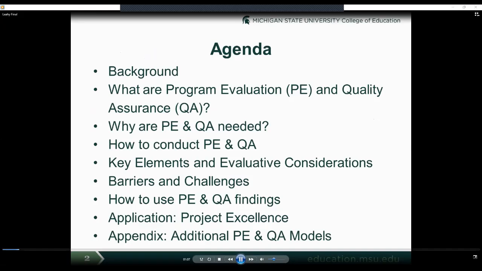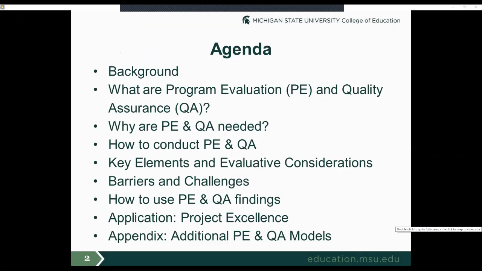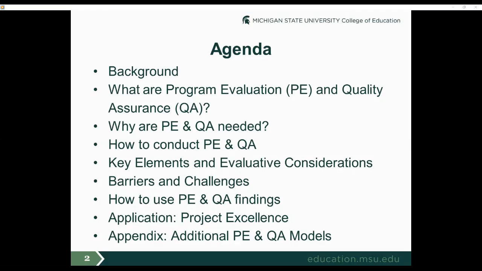Spend some time talking about key elements and considerations in evaluation, and then talk specifically about some barriers and challenges that we all face in designing and maintaining effective evaluation systems. Finally, we'll be very specific again about how to use PE and quality assurance findings, and end up with an application called Project Excellence, where Michigan State University has worked with Michigan Rehab Services, our public agency, for the last 18 years on evaluation, and talk a little bit about what we've learned.